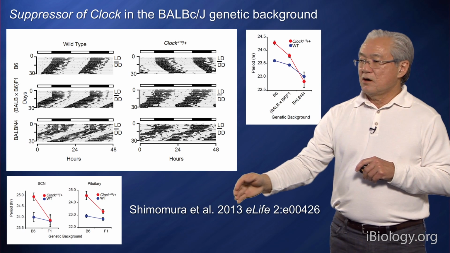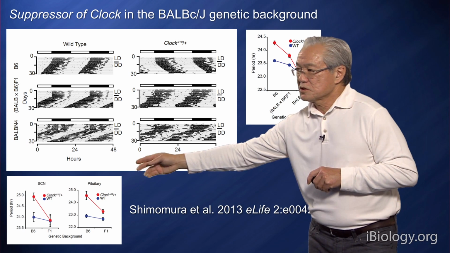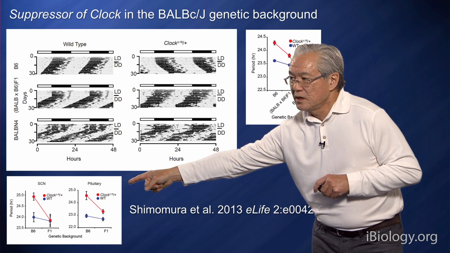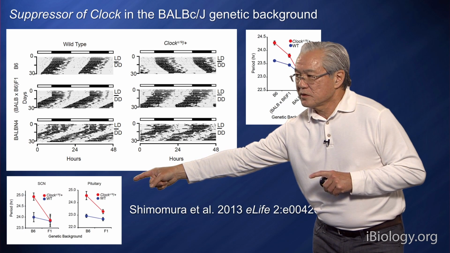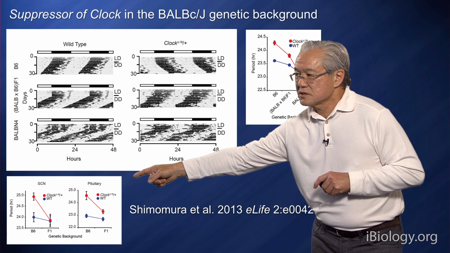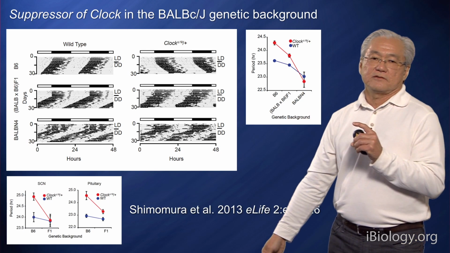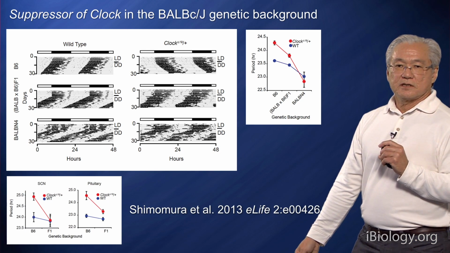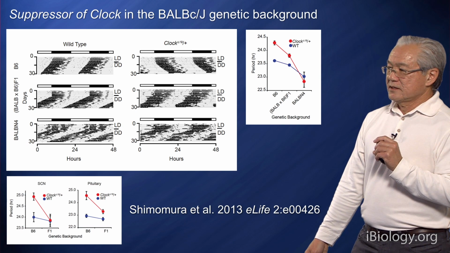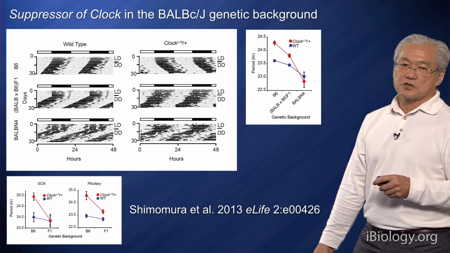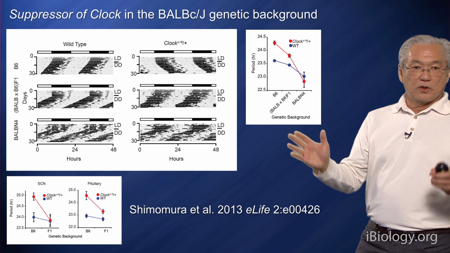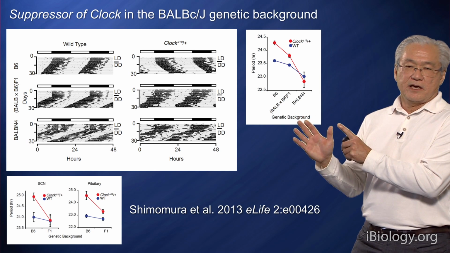This suppression also occurs at the tissue level. So shown down here are PER luciferase recordings of the suprachiasmatic nucleus and the pituitary gland. And we see that even at the tissue level, there is suppression of the period lengthening of clock in these 2 tissues. So this is more of a global effect, not just behavior.